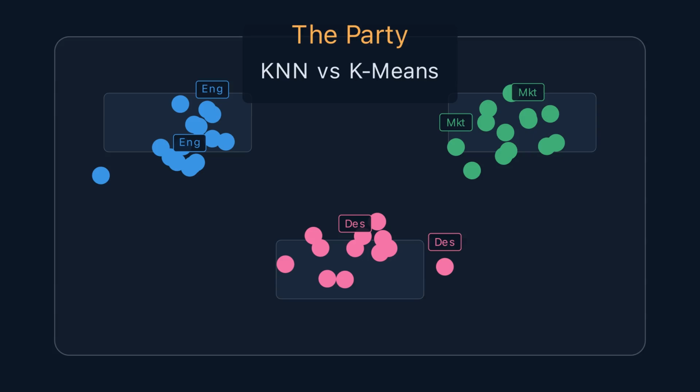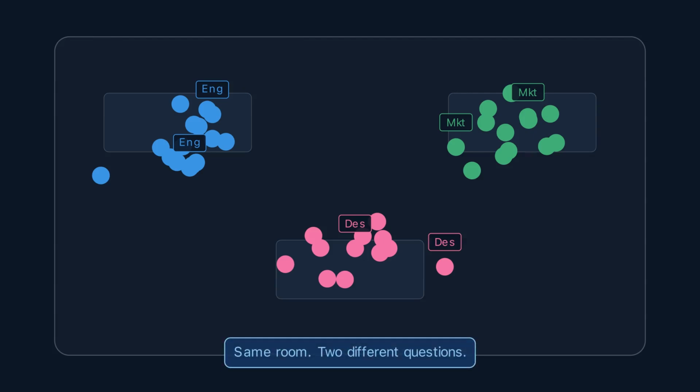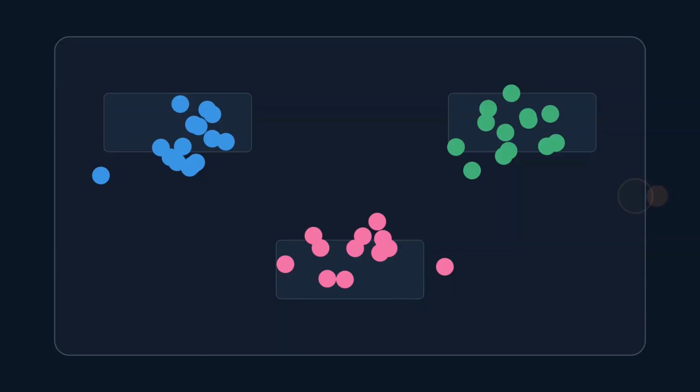Two questions arise. KNN asks, "Who is this person like?" K-Means asks, "What groups exist here?" Same room. Same people. Same spatial information. Fundamentally different questions.